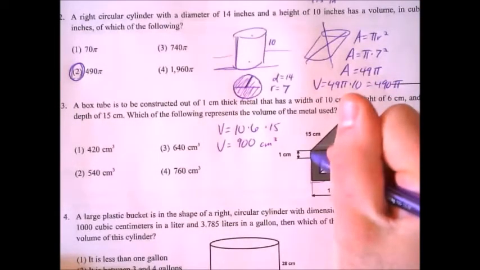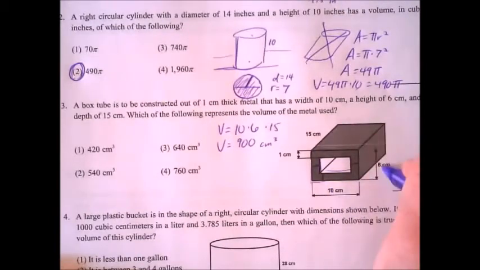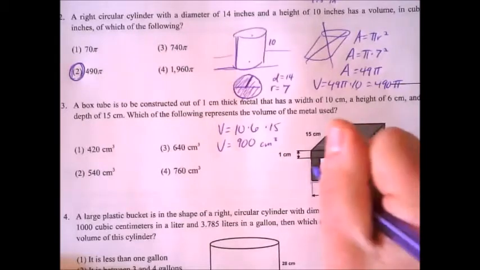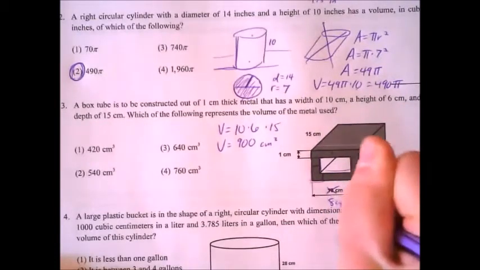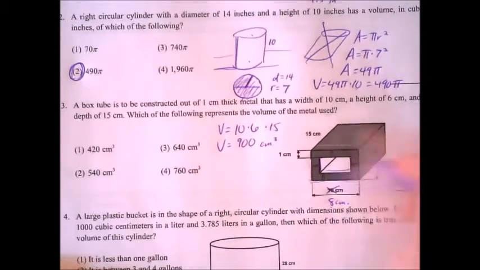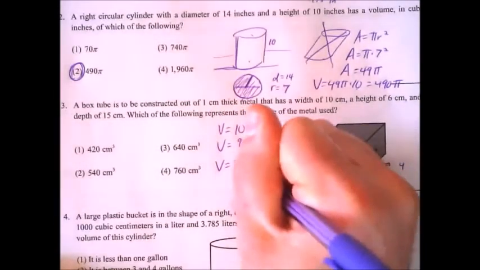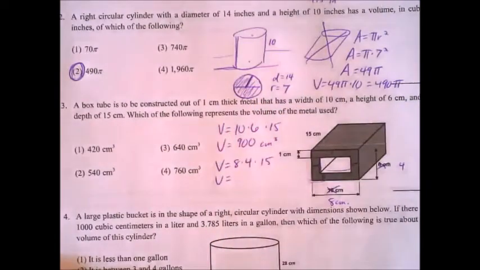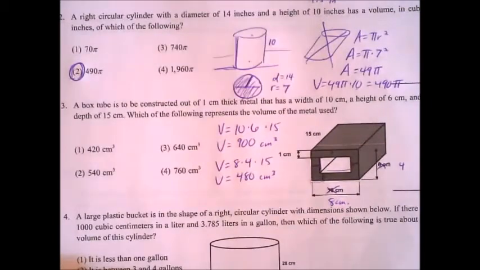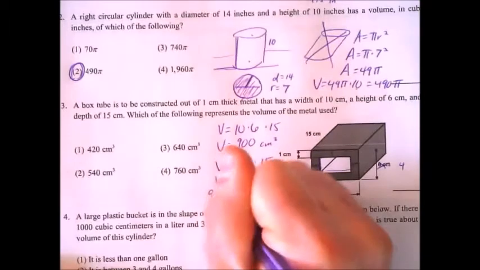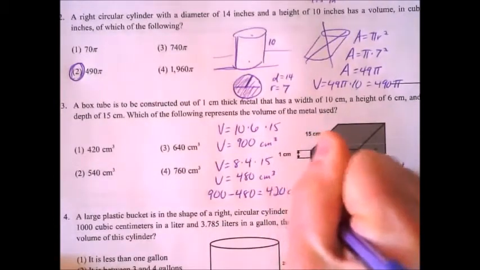Now let's talk about the piece that was removed. A centimeter was taken off the top, a centimeter off the bottom, and a centimeter off the left and the right. So these two measurements are going to be reduced by 2 each. If it's 10 this way, it's going to be 8 centimeters that way. If it's 6 this way, minus 2, that makes the inside piece 4 centimeters. So the volume of the removed piece is 8 by 4 by 15, which is 480 cubic centimeters. We want the volume of the metal used. The whole thing was 900, we take out 480, and that leaves a volume of 420 cubic centimeters.